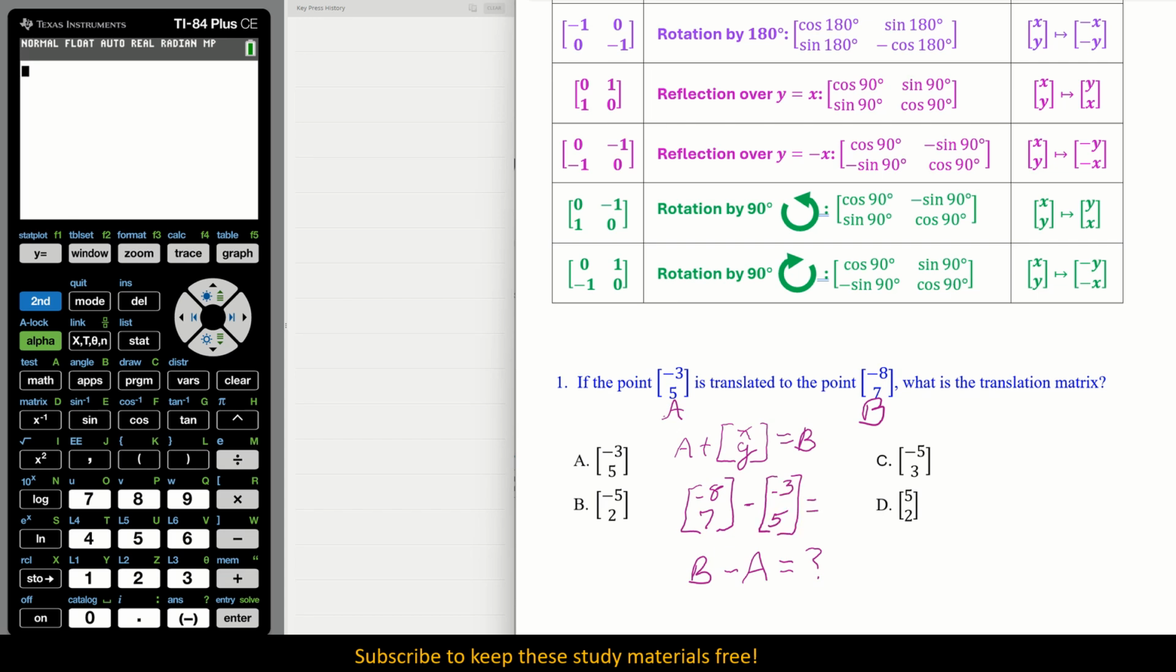Okay, we don't need to put this in the calculator. You can to double check it, but at this point it's faster just to do it by looking at it. So we have -8 minus a -3. Well, that's -8 plus 3. And that gives us -5. Okay, and then we have 7 minus 5, so naturally that would be 2. That is, of course, option B. All right, let's move on.